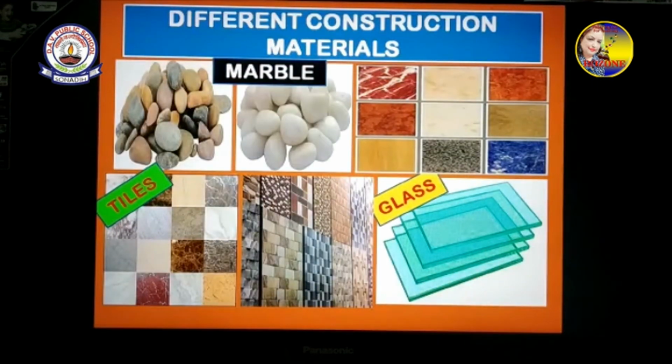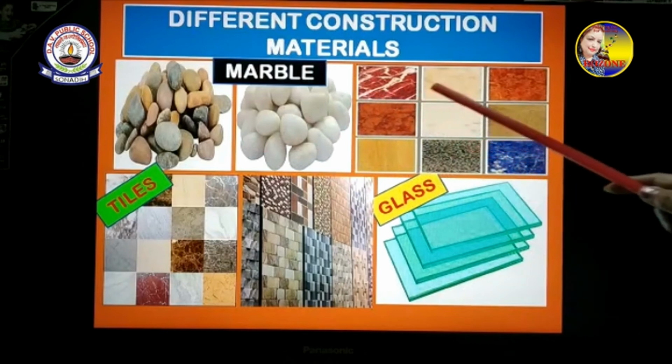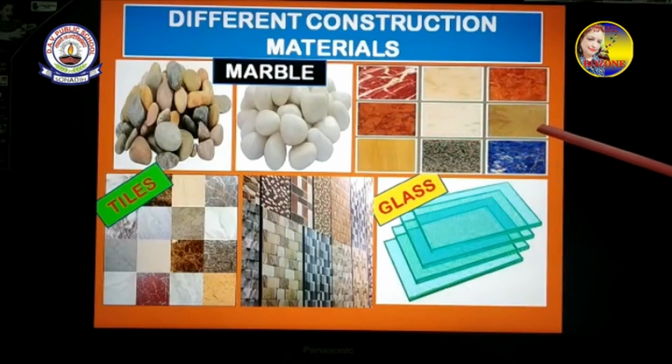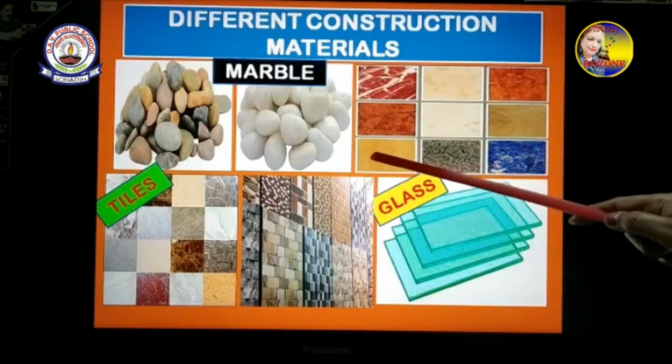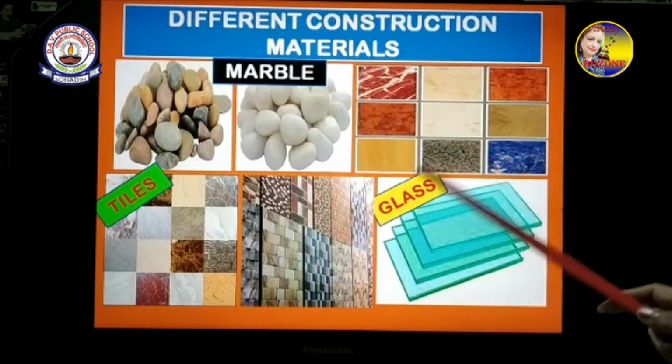Different construction materials: marble. You see, these are different types of marble. This marble is made into sheets, and you will find in many houses the kitchen platform and all, we use this marble. And sometimes for flooring also, outside the house and all, we also use the marble.